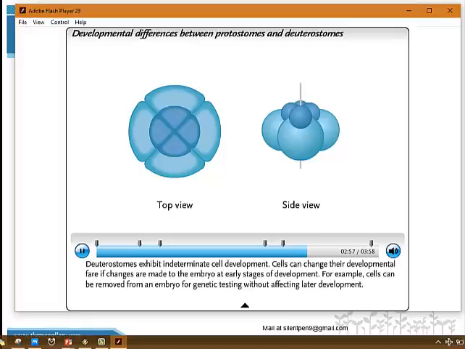Deuterostomes exhibit indeterminate cell development. Cells can change their developmental fate if changes are made to the embryo at early stages of development. For example, cells can be removed from an embryo for genetic testing without affecting later development.